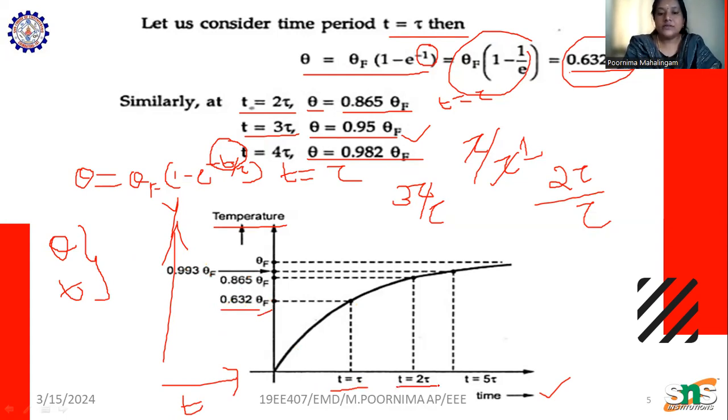When the time period is 2 tau, the temperature reaches 0.865 theta f. When the time period is 5 tau, the temperature reaches 0.99 theta f. As the time period increases, the temperature also increases. So this graph represents the relation between the temperature and the time period. I hope this is understood.